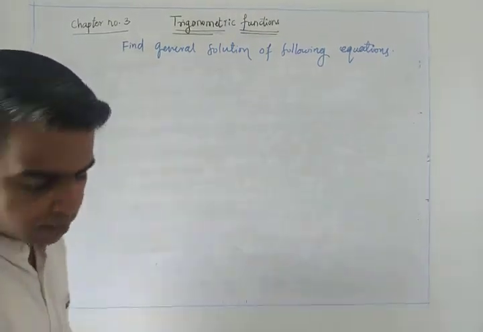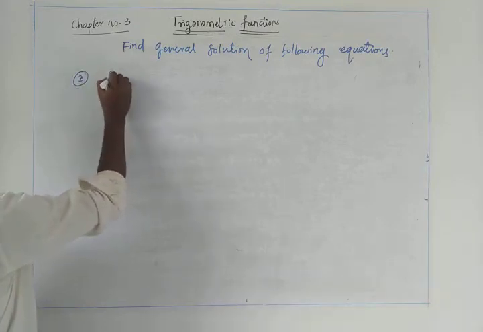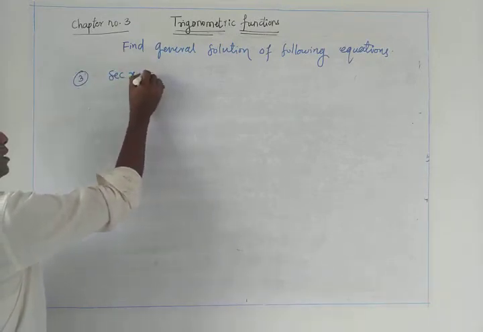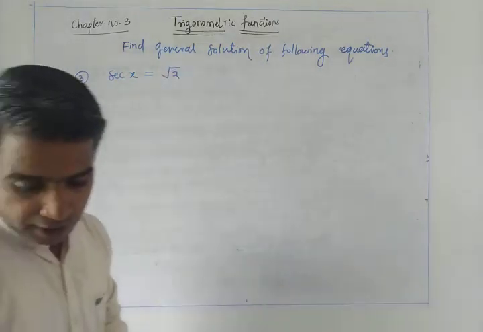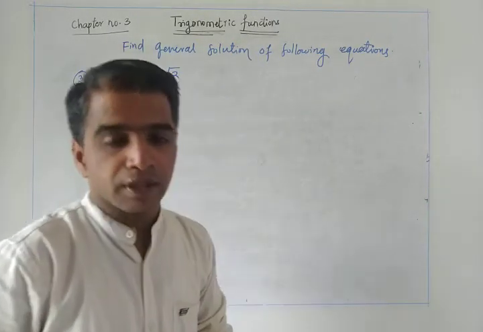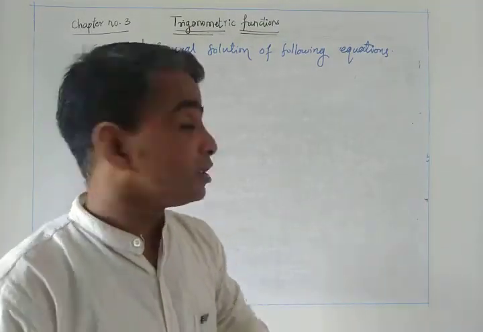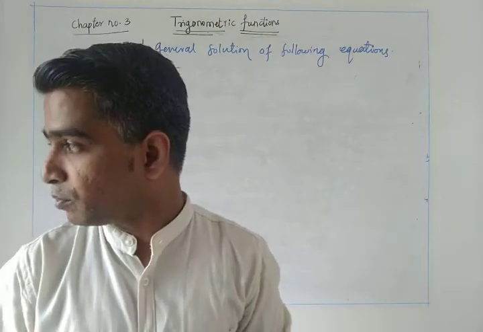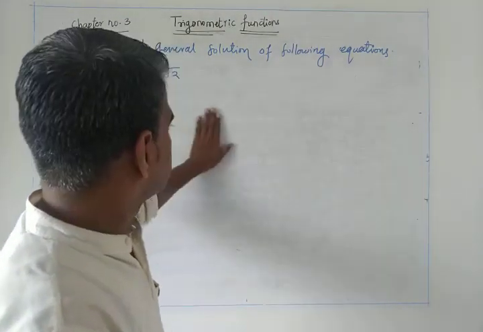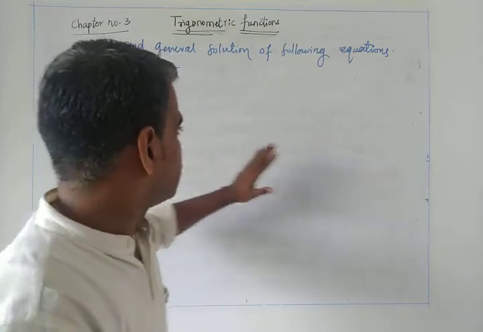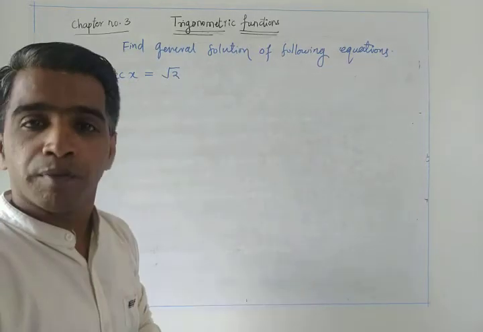See the example. The next type of question is sec x = root 2. Now the question is given, and for that we have to find the general solution. It is a general solution question, not a principal solution, because such type of question we already checked in principal solutions. Now we are not going to use that solution part. We are going to find general solutions, so we have to use general solution formulas.